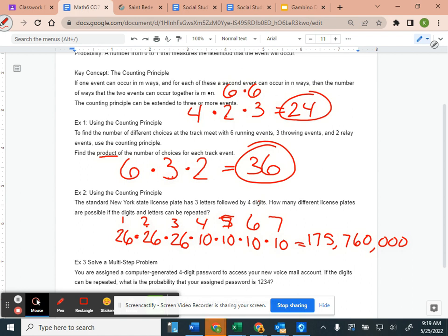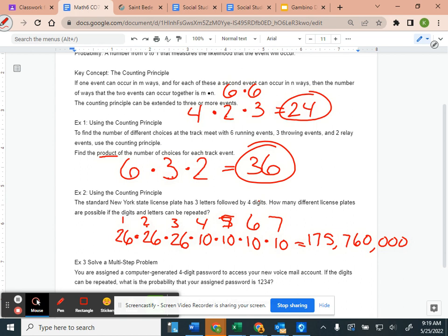So let me see how your calculator wrote it up. And there's an E on the top, meaning that there's the exponent, so you needed to multiply that. I don't know why your calculator did it that way. So it is 175,760,000. It's a lot of different license plate possibilities.